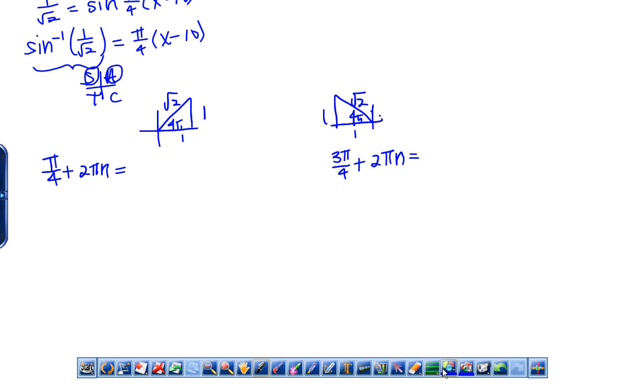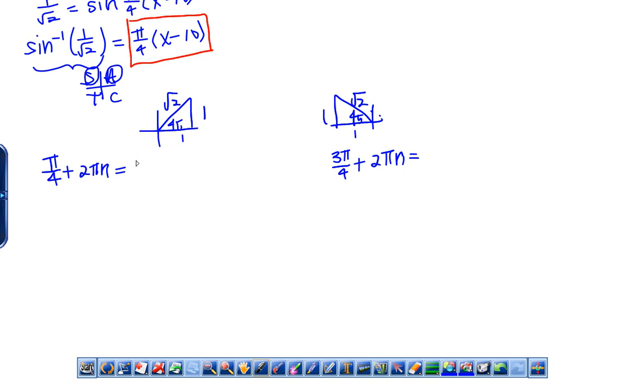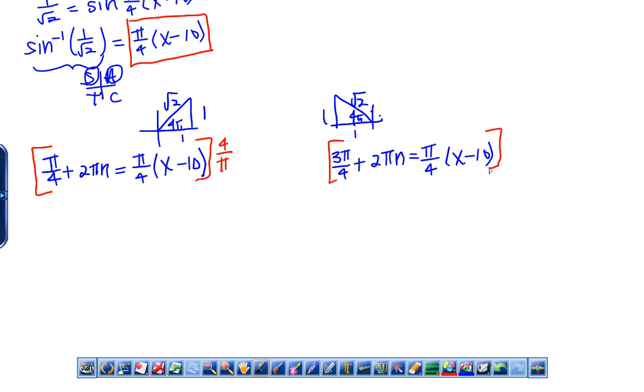Okay, then bring down the right side of your equation to both of them. So this is pi over 4 x minus 10 and pi over 4 x minus 10. Make sure you bring that to both sides. Okay, now I'm going to solve both equations, and I'm going to multiply by 4 over pi to both of them. I'm going to set that up on both of them. That would be the first step in solving both of them.